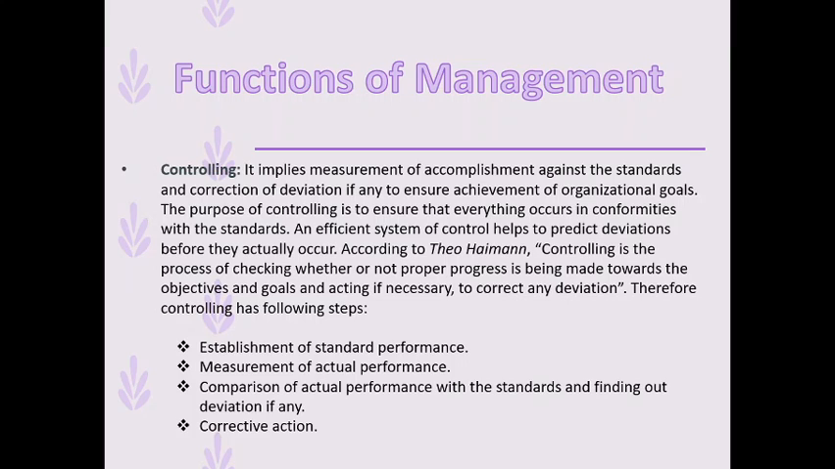According to Theo Haimann, controlling is the process of checking whether or not proper progress is being made towards the objectives and goals, and acting if necessary to correct any deviation. So controlling is all about checking. Continuously you have to check whether the process is being carried out properly, whether proper progress is being made, whether you have achieved your objectives and goals in the manner that you intended. And if there are any deviations, you will go and correct them. Therefore controlling has the following steps. First is establishment of standard performance, the very first and very obvious step. Then there is measurement of actual performance, comparison of actual performance with standard and finding out deviation if any, and then you take corrective action.